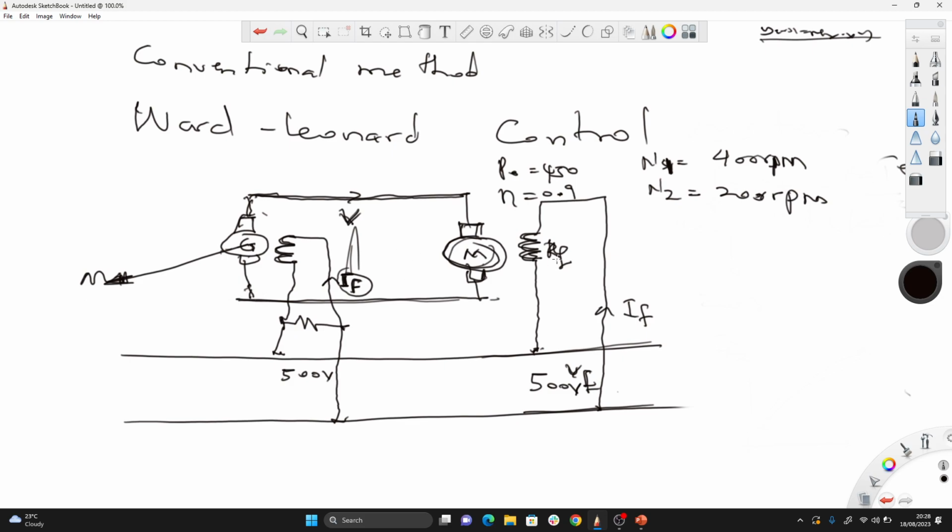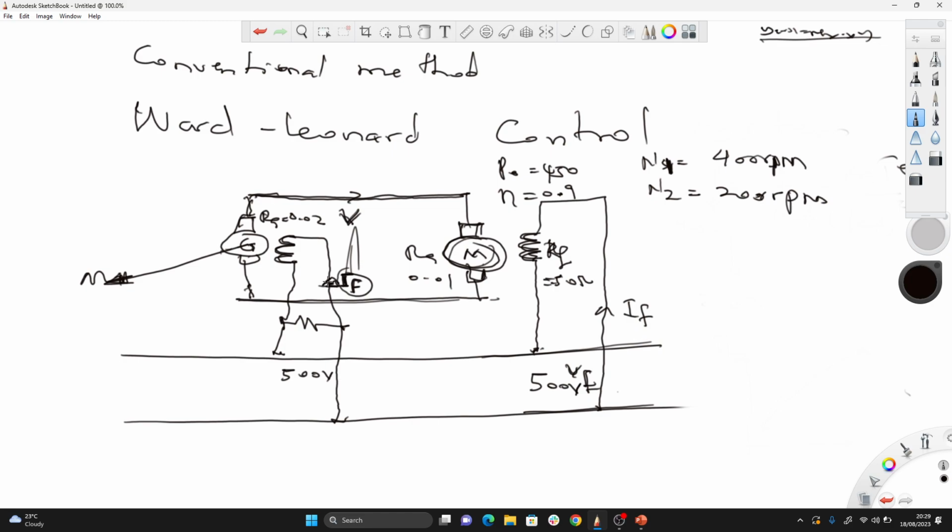They give us RF to be what? RF is 50 ohm, the field resistance here. Then our armature resistance RA of this motor is 0.01. Then the generator also has its own RA, 0.02. So we want to find this IF.